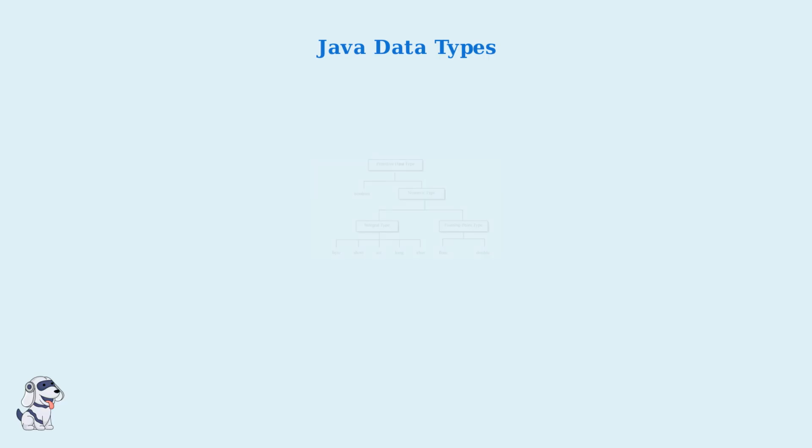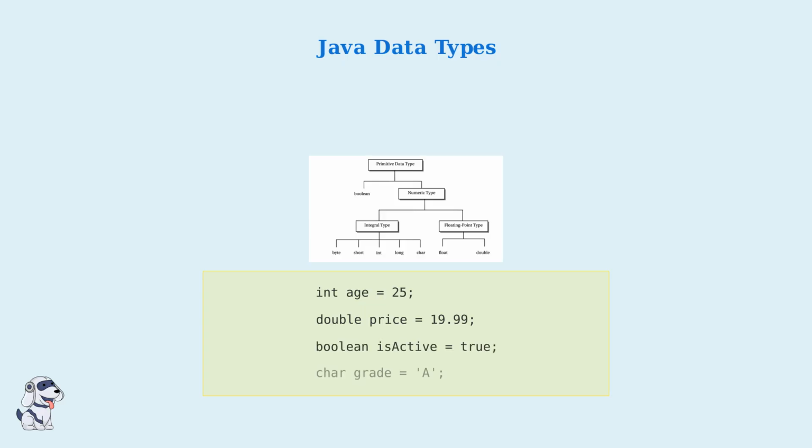Java is a strongly typed language, which means every variable must have a declared data type. Java provides several primitive data types for different kinds of data. The most commonly used primitive types include int for whole numbers, double for decimal numbers, boolean for true or false values, and char for single characters. Let's see how to declare variables with these types.